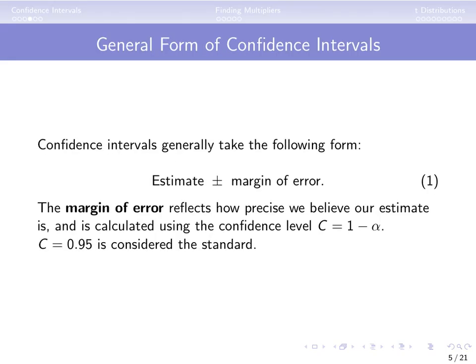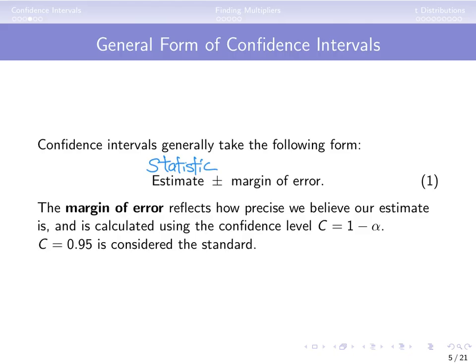Confidence intervals generally take the following form: estimate plus or minus margin of error. Another word for estimate is statistic. It could be the sample mean, it could be the sample slope, but we've been looking at the sample mean. So your estimate, your statistic, plus or minus some margin of error, and we'll talk about how we calculate this margin of error. The margin of error reflects how precise we believe our estimate is, and is calculated based on a confidence level.